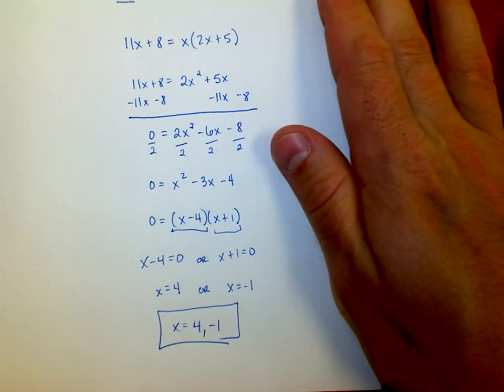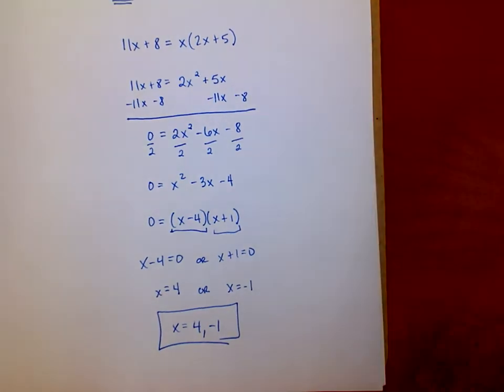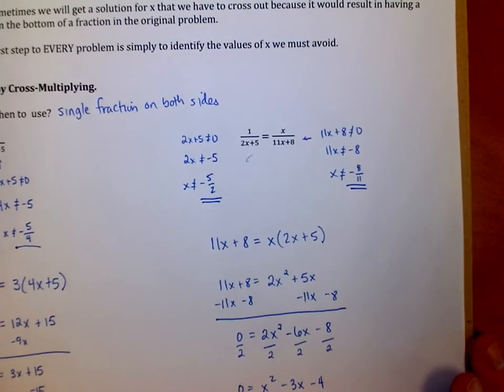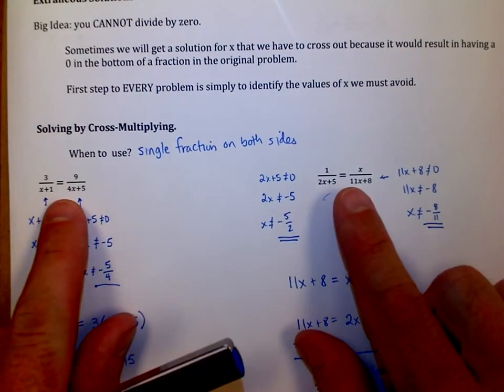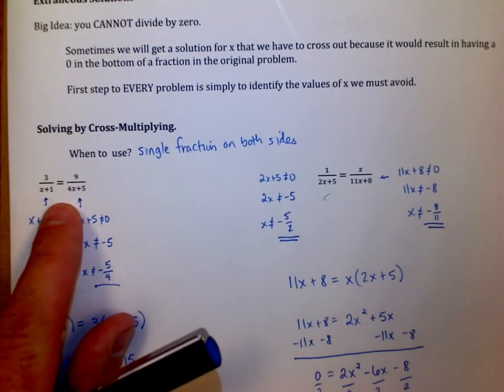So that's solving problems through cross multiplication. Hopefully that makes sense. When you have a single fraction on either side, like you have with these problems, that's the way to go. By far the easiest process.